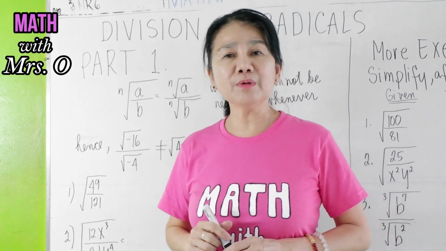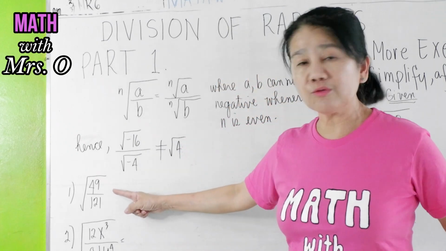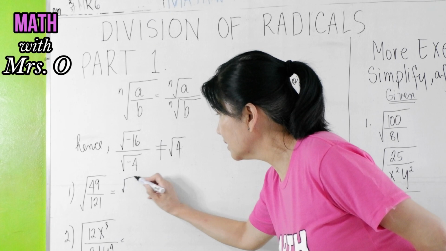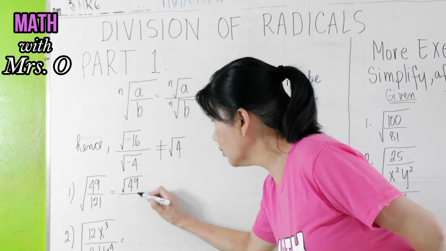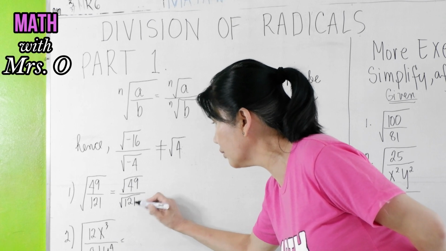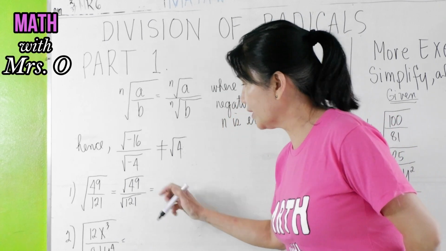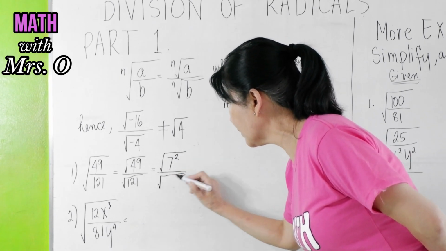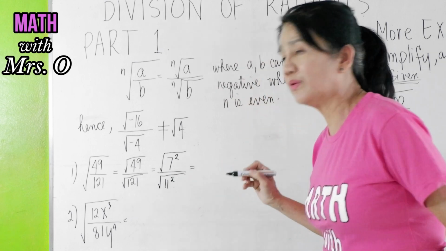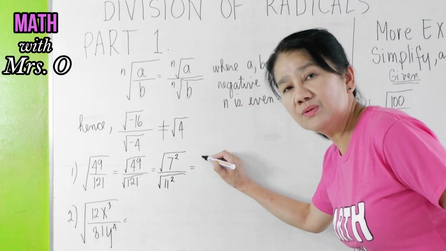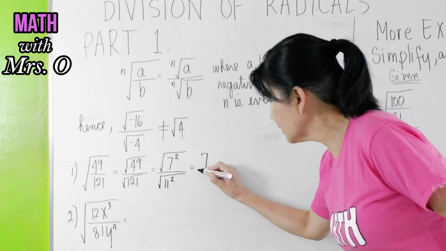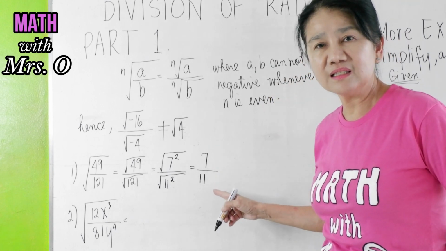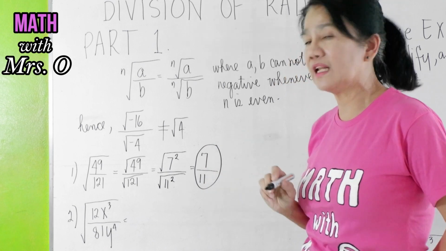Let's move to example number 1. So if we have square root of 49 over 121, this is equal to the square root of 49 over the square root of 121, which is equal to square root of 49 is just the square root of 7 squared over the square root of 11 squared. And the square root of 7 squared is equal to 7. Square root of 11 squared is 11. Can we still simplify this? Not anymore. So this is our final answer.